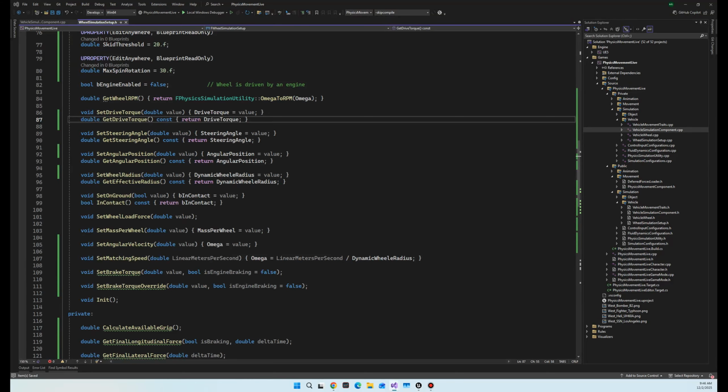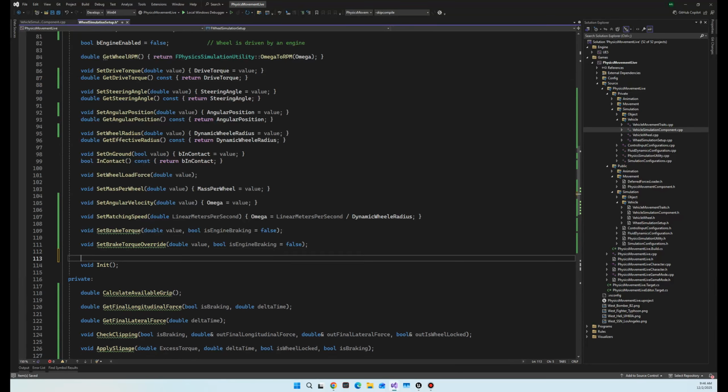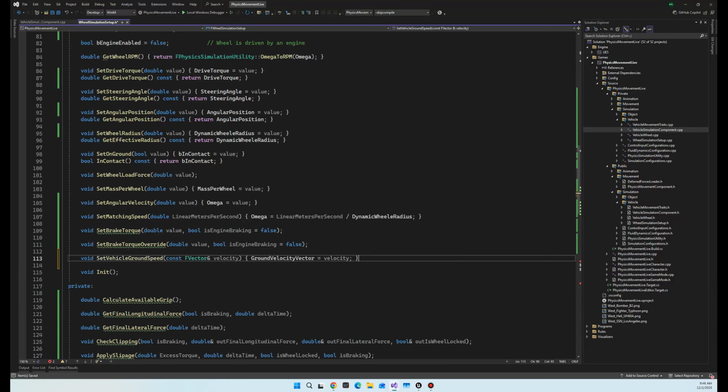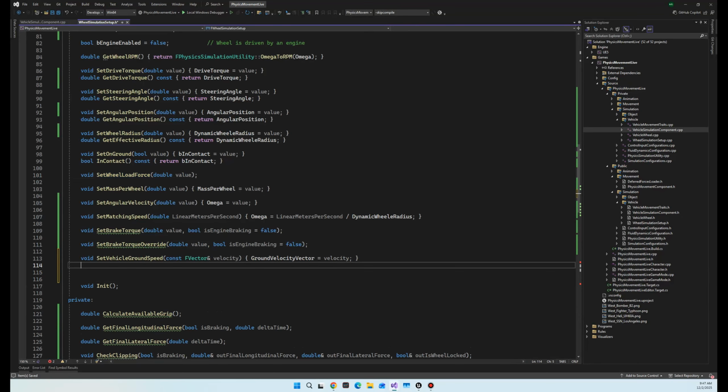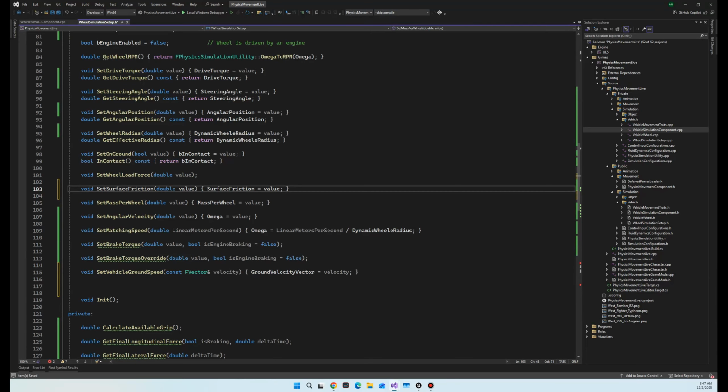Set ground torque speed. Let's see, where should we put that? Yep, that one can go there. Set wheel load force. I think I have set wheel load force. We've got that. Set surface friction. Yep, we are going to need the set surface friction. I'm going to put that one up here because they're kind of used together.